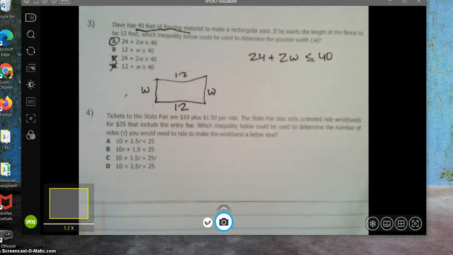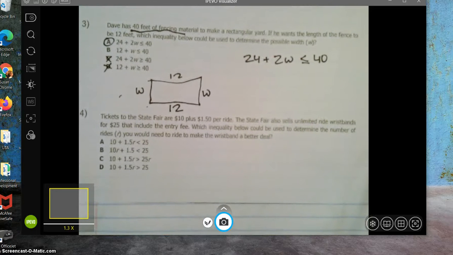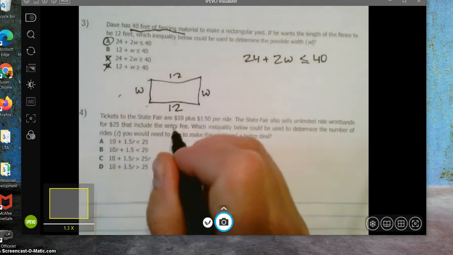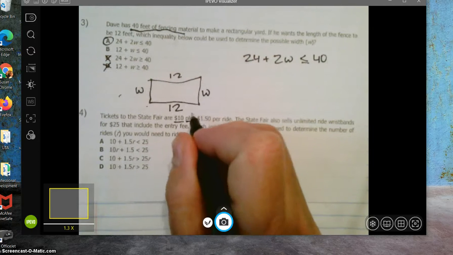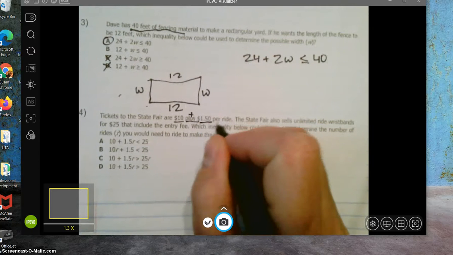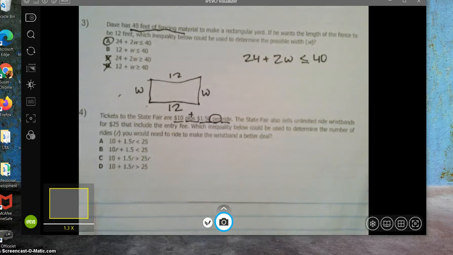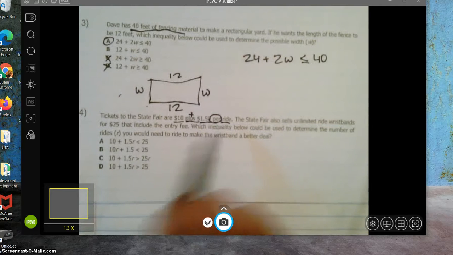Okay, guys, last one. Let's see if we're improving at all. Okay? Tickets to the state fair are $10 plus $1.50 per ride. Ooh, that helps me. $10 plus $1.50 per ride.